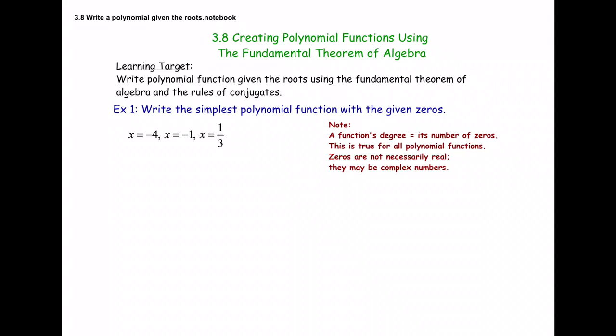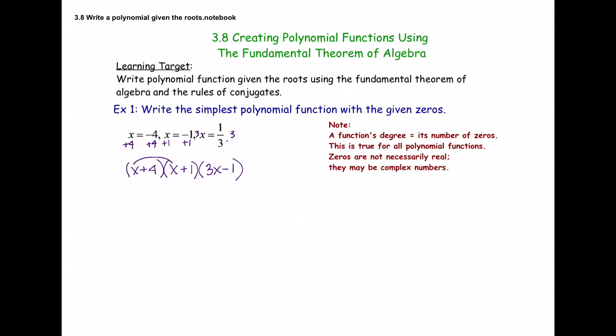So the inverse of subtracting 4 is adding 4, so we have x plus 4. The inverse of subtracting 1 is x plus 1. The inverse of division is multiplication, so we have 3x. The inverse of a positive 1 is subtracting 1. Then we need to distribute all of these things out.